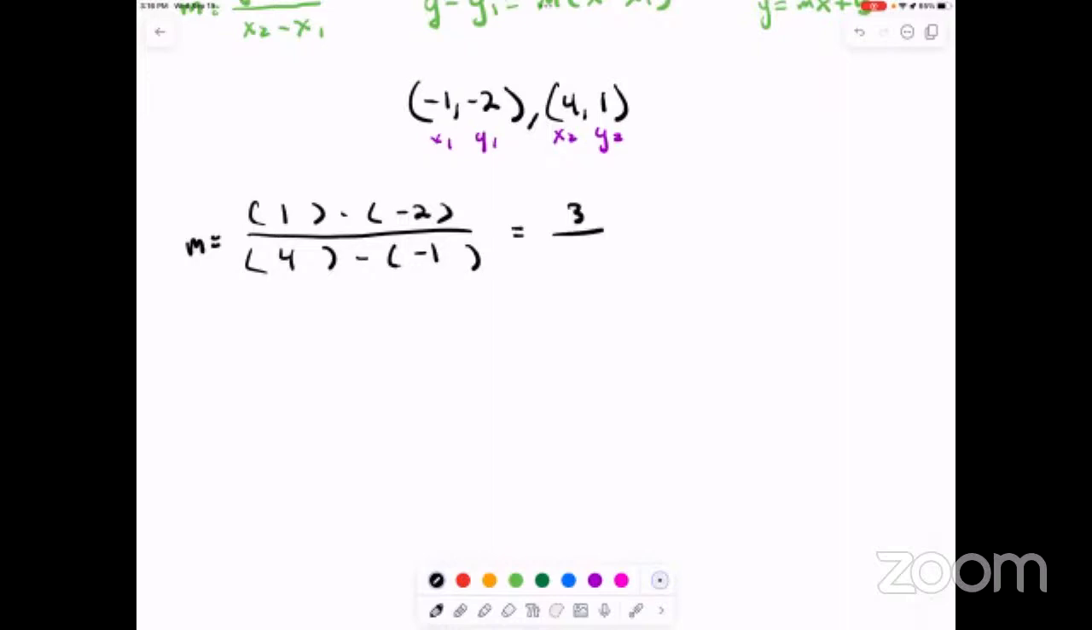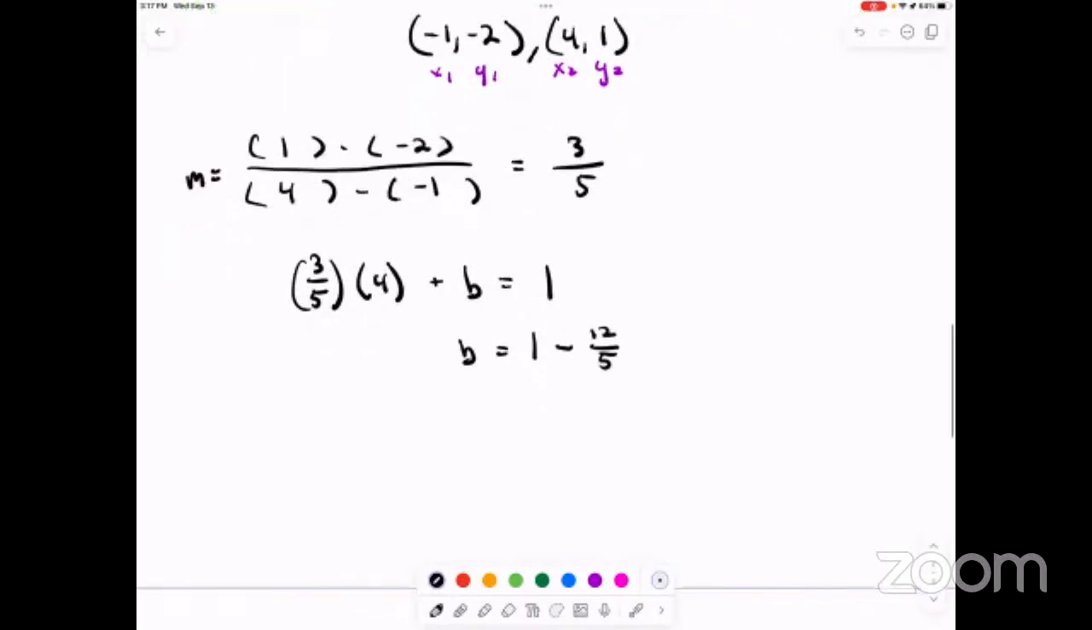So we have our slope. I'm going to choose the first point and plug it into y equals mx plus b. So I have a slope of 3 over 5. I'm going to let my x be 4. We're trying to solve for b, and the corresponding y is going to be 1. So then b is going to be equal to 1 minus 12 over 5. That's 5 over 5 minus 12 over 5. What is that? -7 over 5?